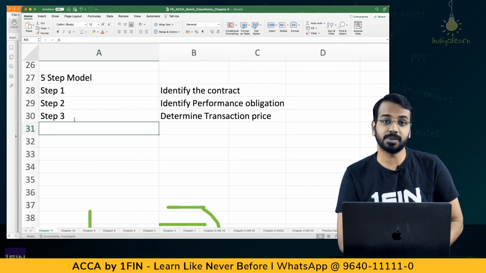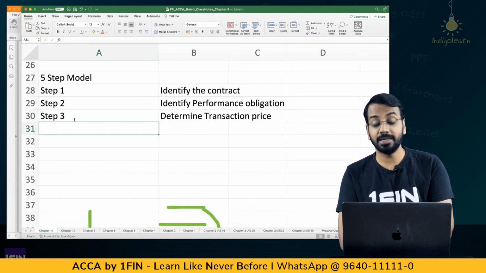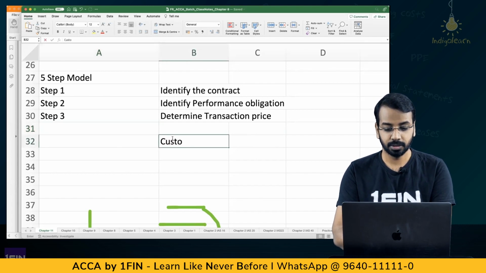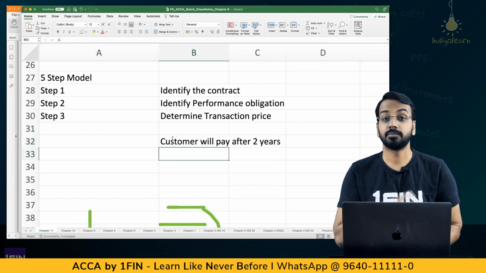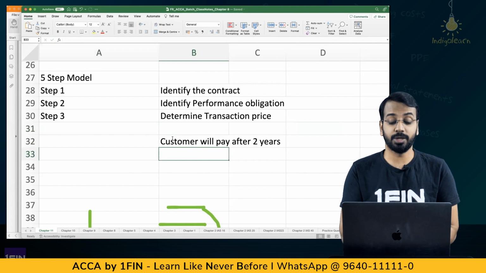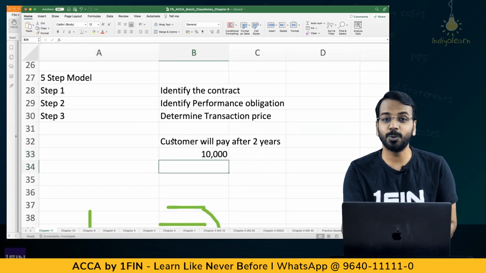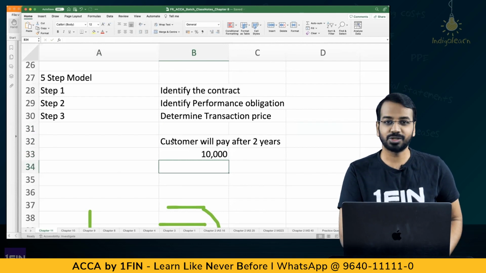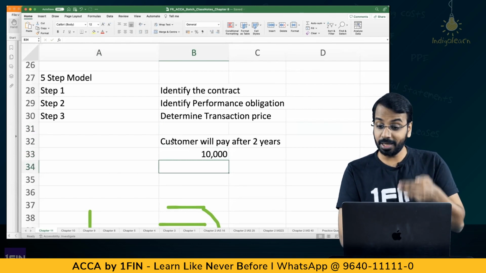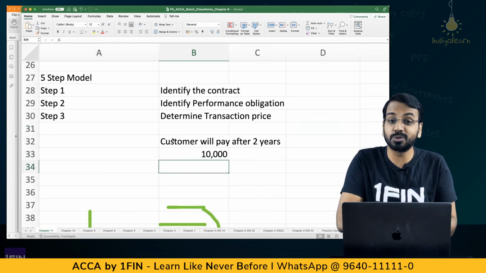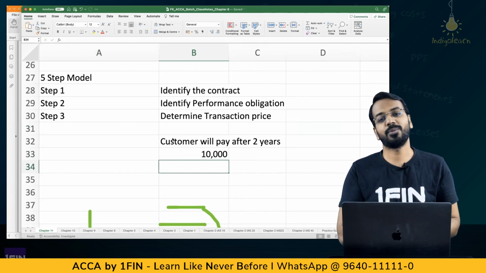But a lot of times, just to give a simple case, the customer will pay after 2 years. So if the customer will pay, let us say, 10,000 after 2 years, is this 10,000 after 2 years equal to 10,000 today? It is not, right? Because if the customer pays 10,000 today, over a period of 2 years the supplier will earn interest.